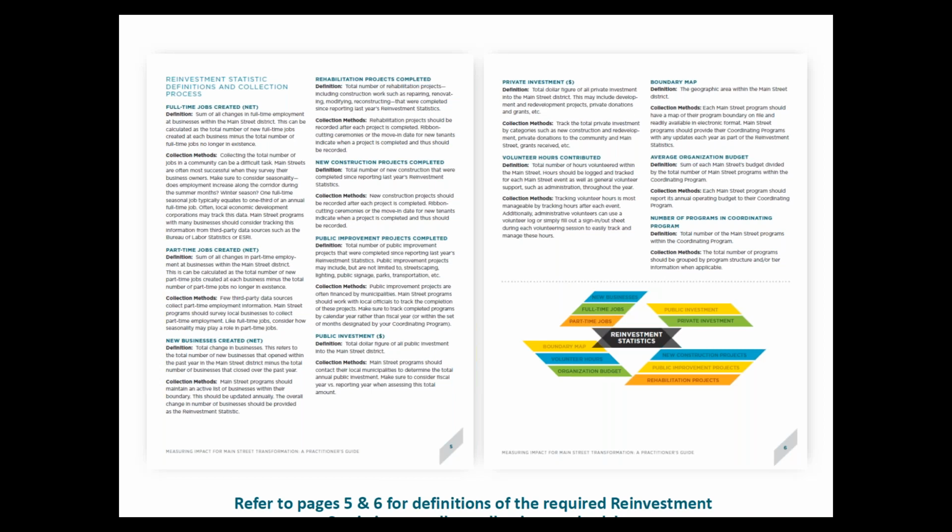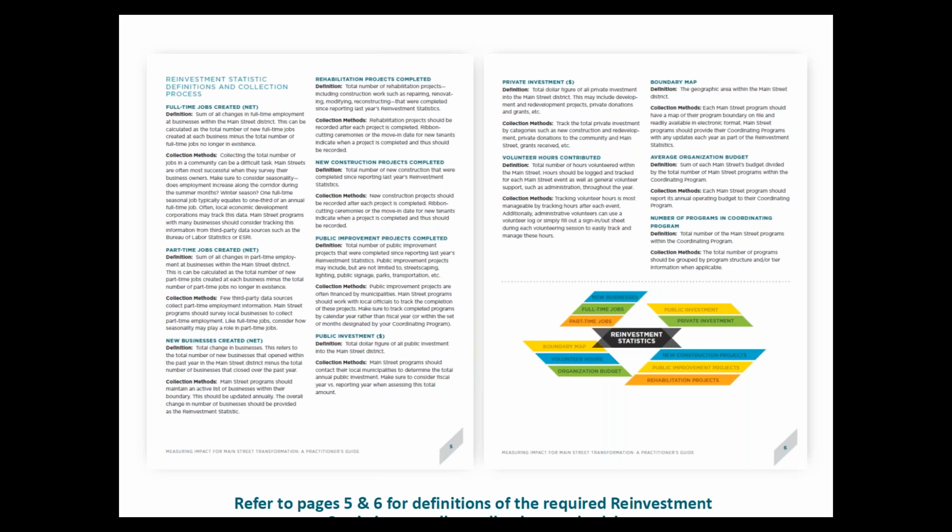And when you see these definitions in our resource guide, you're going to see "net" in parentheses. So what does net mean? Well, that simply means that you take into account the jobs and businesses that are no longer in existence. So for example, if you have 4 businesses that opened in your Main Street last year, but 2 businesses closed last year, then you're going to report a total number of 2 net new businesses for your Main Street program.